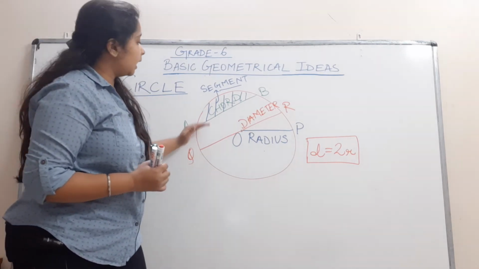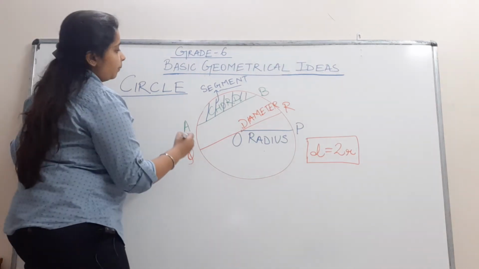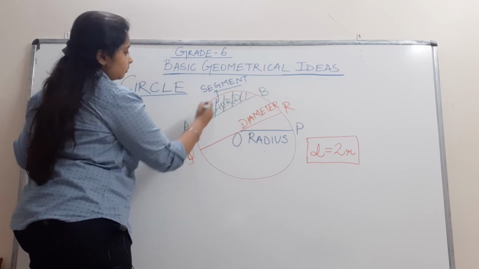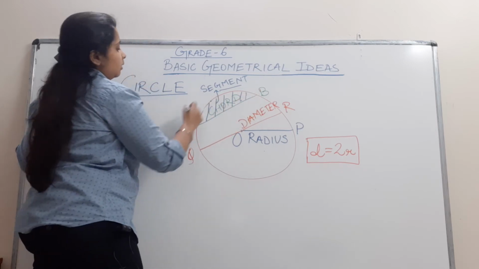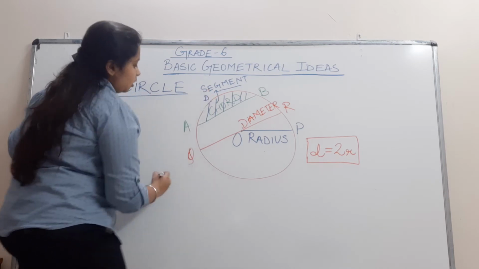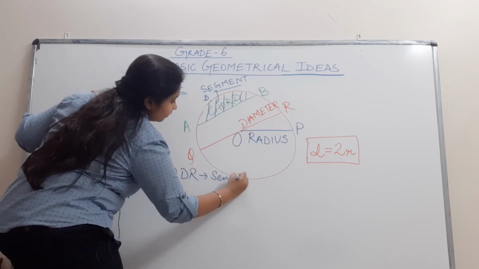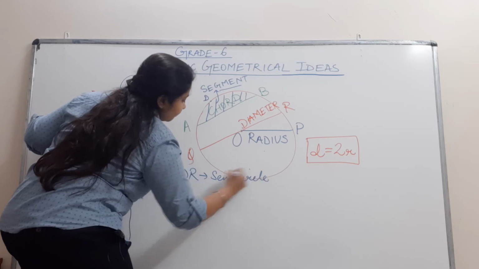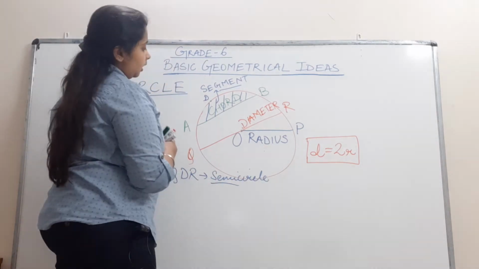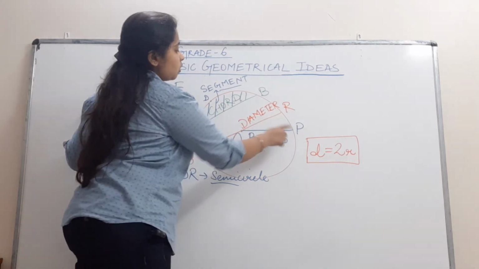So the half of the circle is known as the semicircle. So you can say that, let us name any point here D. So QDR is the semicircle. And you see that OR is a radius, and OP is also a radius.